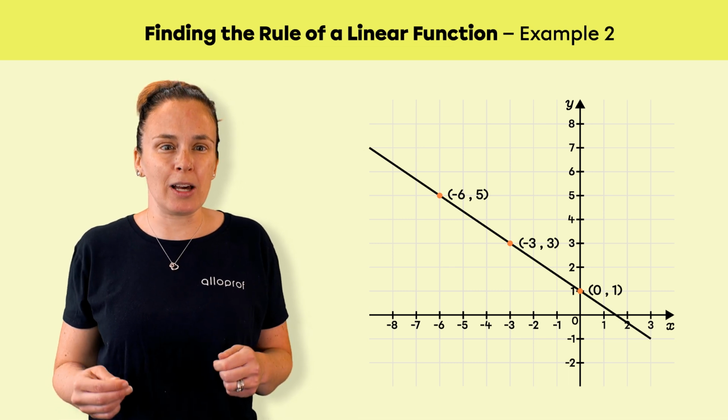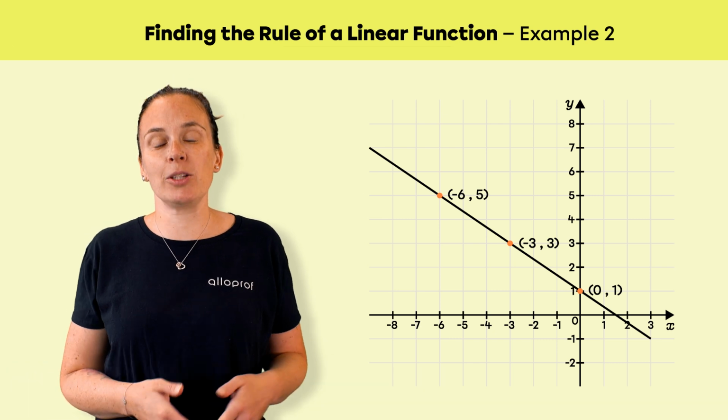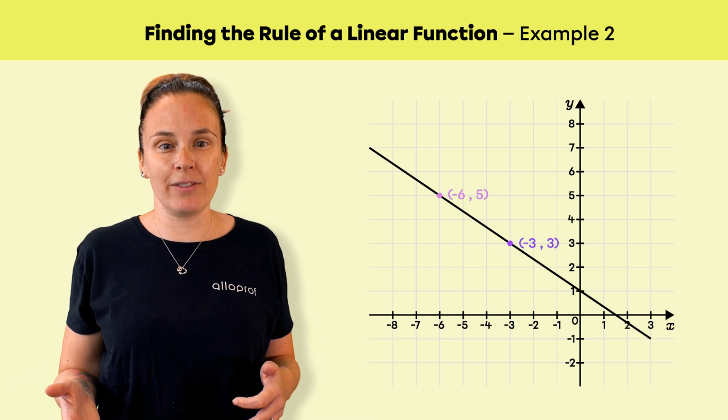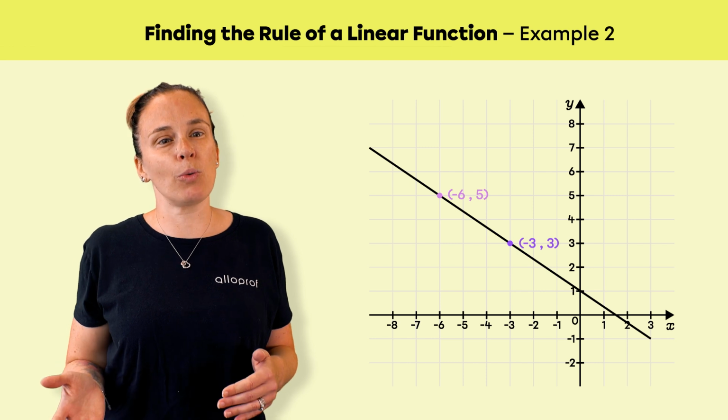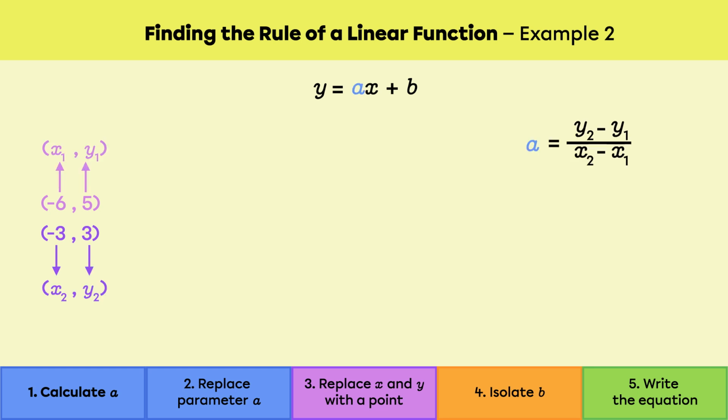We need to choose 2 of them in order to calculate the slope. Since we know we'll get the same answer no matter what combination of points we choose, let's take -6, 5 and -3, 3. We'll use 0, 1 a little later. To find the rule y equals ax plus b of this line, start by calculating the rate of change, or the slope. We clearly identify x1, y1, and x2, y2 on the respective points and apply the formula. Like I mentioned earlier, the order doesn't matter. You could choose the point -6, 5 for x2, y2, and the point -3, 3 for x1, y1, or vice versa. Either way, you'll get the same answer.